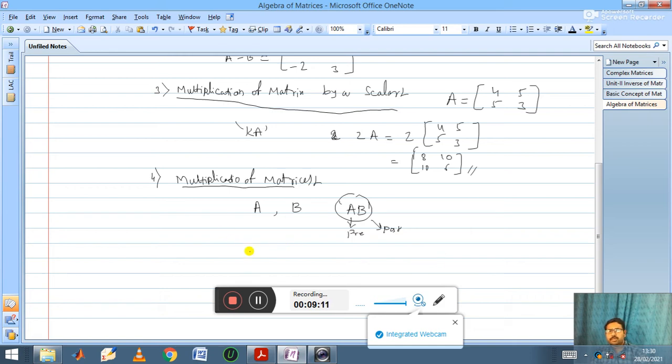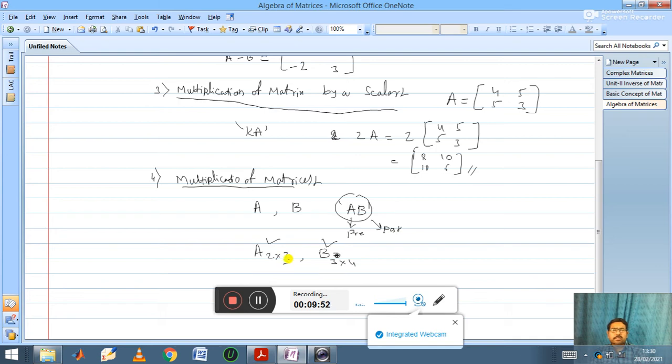Suppose you take matrix A of order 2 cross 3, and let us take matrix B of order 3 cross 4. Then here A is the prefactor and B is the postfactor. In the prefactor the order of the matrix is 2 cross 3. It means that matrix A contains 2 rows and 3 columns.